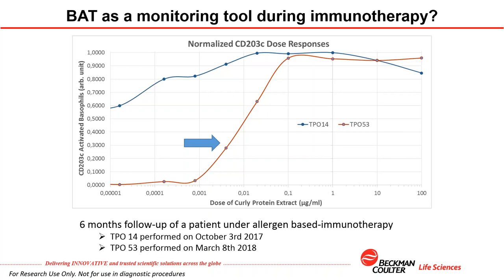In our hands, we have several donors that have been sampled several times during the clinical study. What you can see here is the same donor at one time point and at another time point. These patients show a significant shift in EC50. What was interesting was that this patient was under allergen-based immunotherapy.